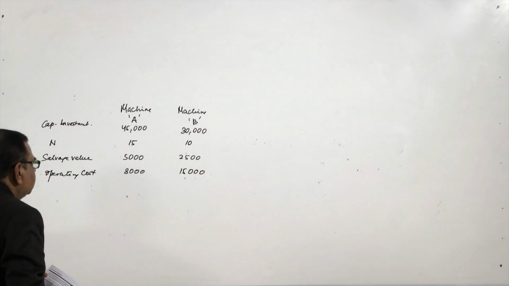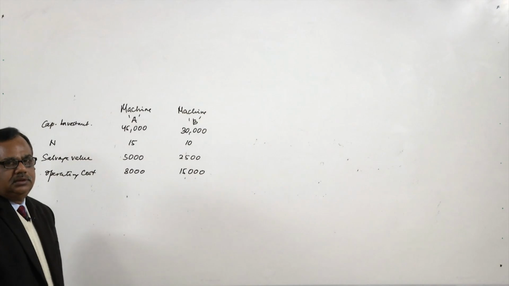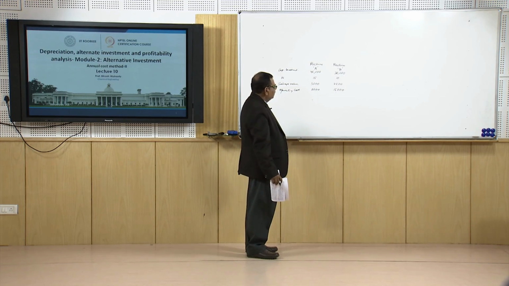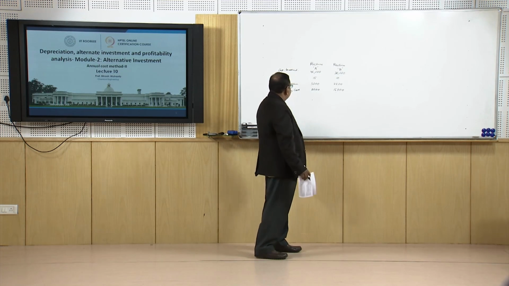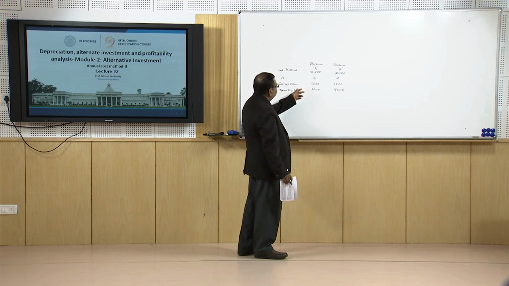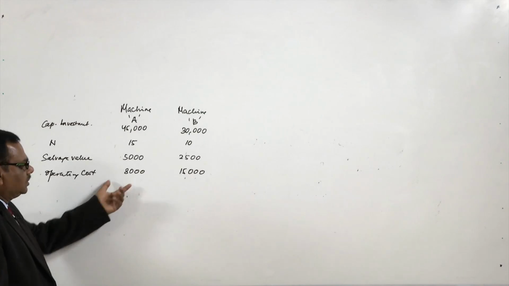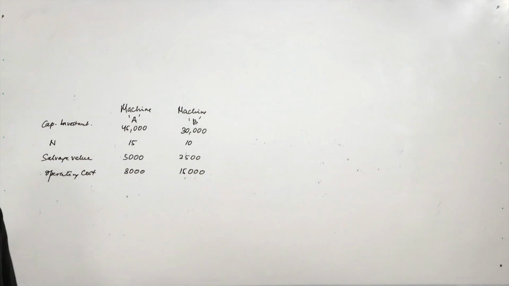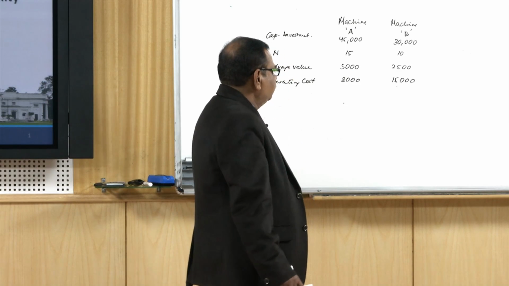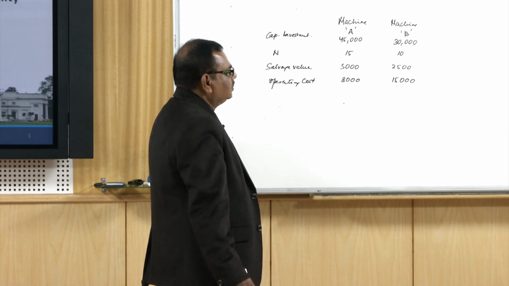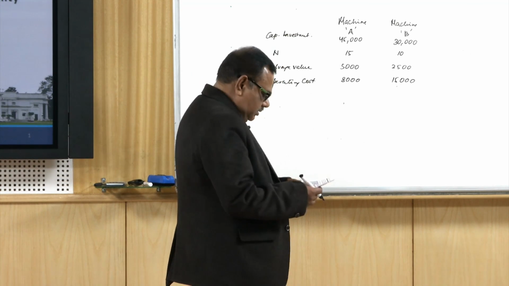Now, we see that though machine B requires less capital investment, that is 30,000, it needs more operating cost, that is 15,000, and machine A takes more capital investment, 45,000, but less operating cost. Hence in such types of problems we need the annual cost method to decide whether we should go for machine A or machine B.